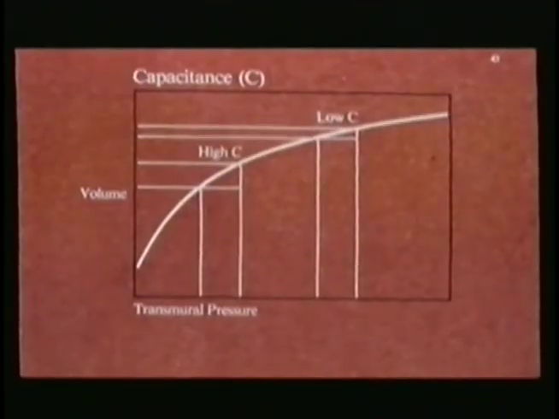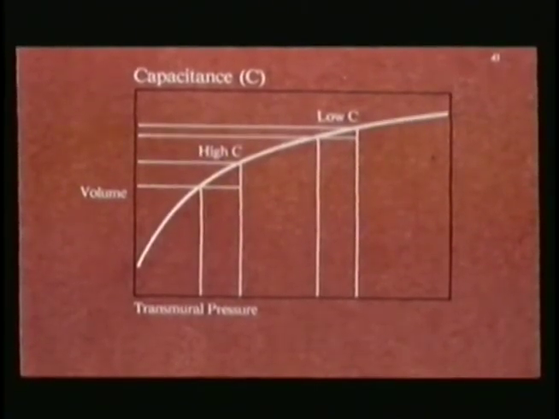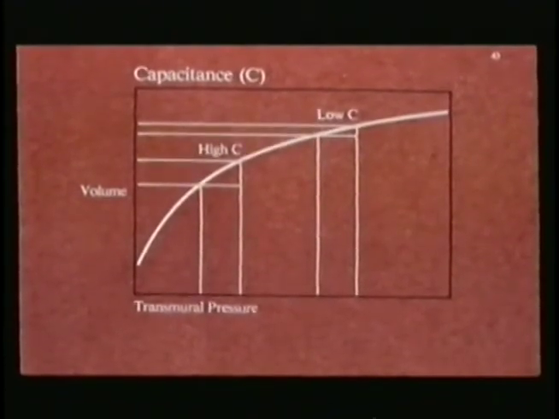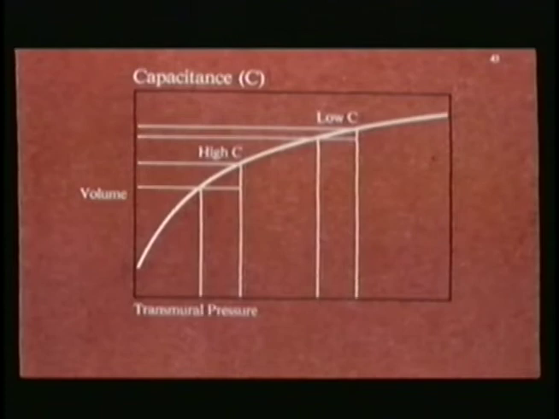43. Capacitance is not constant at all transmural pressure levels. At low transmural pressures, a given change in pressure causes a relatively large change in volume. That is, capacitance is high at low pressures. At high transmural pressures, the same increment of pressure causes a smaller change in volume. That is, capacitance is low at high pressures.